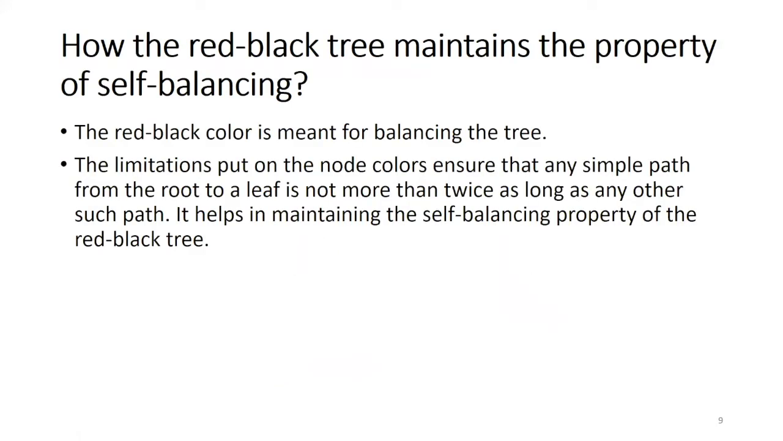Now, how does the red-black tree maintain the property of self-balancing? The red-black color is meant for balancing the tree. The limitations put on these node colors ensure that any simple path from the root to a leaf is not more than twice as long as any other such path. It helps in maintaining the self-balancing property of the red-black tree.